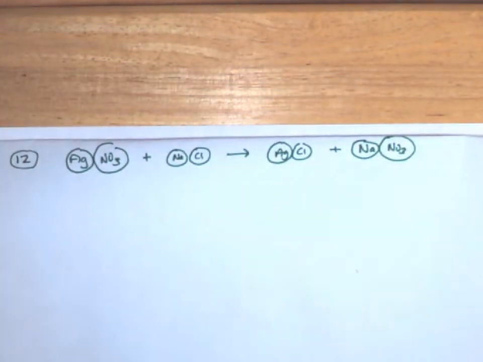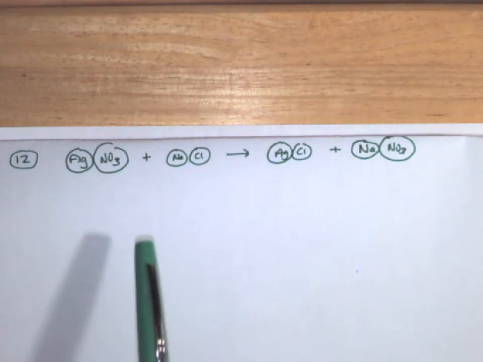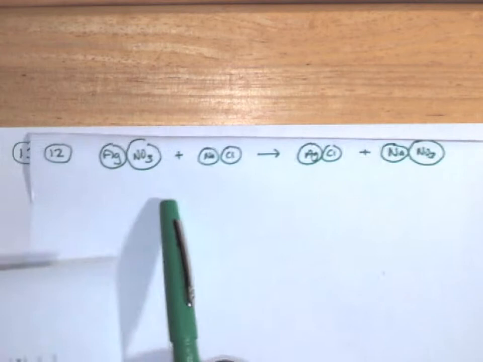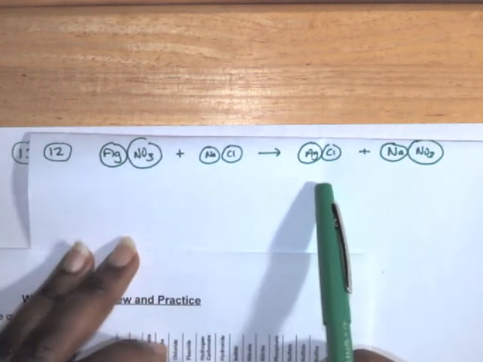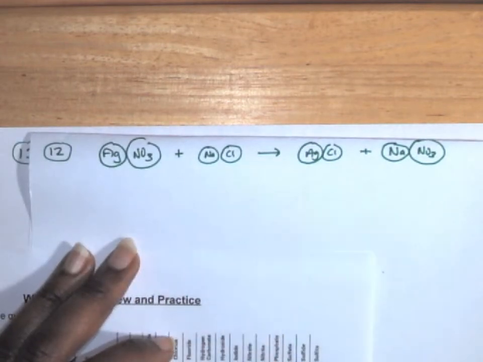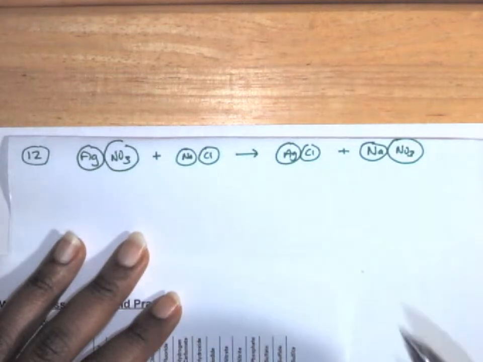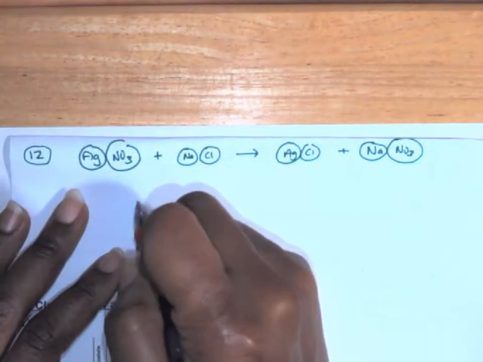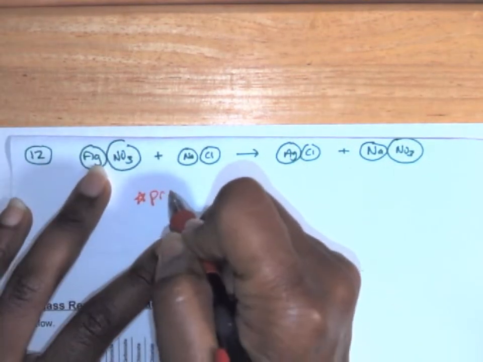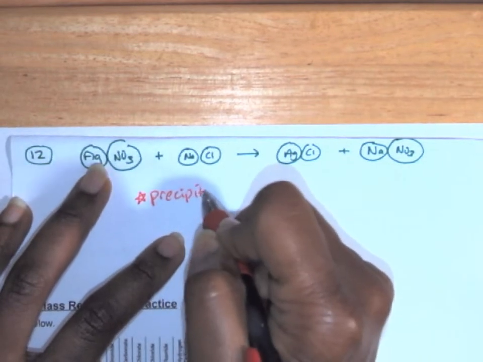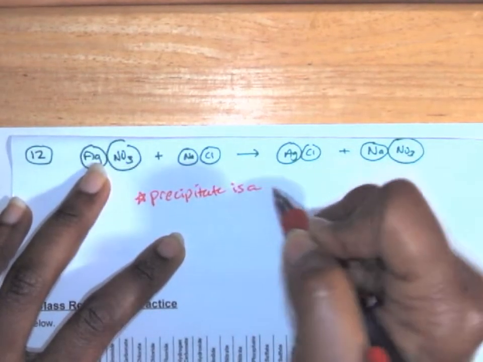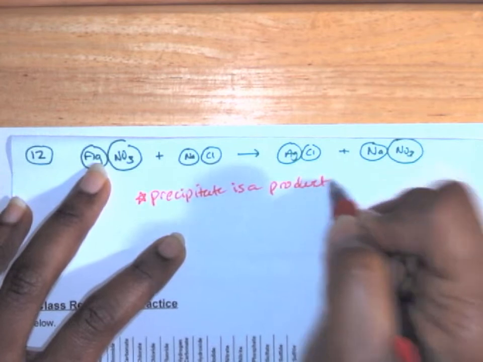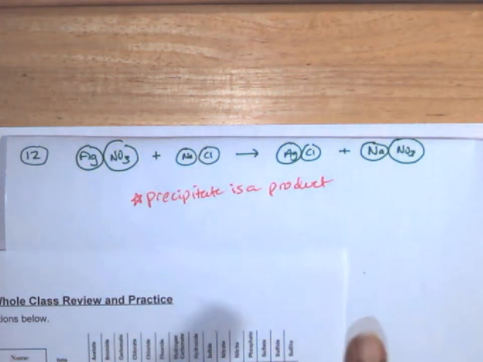This is question 12. In your exit ticket, this is what the question looks like, and they're asking you to figure out which one of these is your precipitate. So when you're asked to find the precipitate, the precipitate will be a product. You're going to make it. So you're going to go on the product side and find the precipitate.